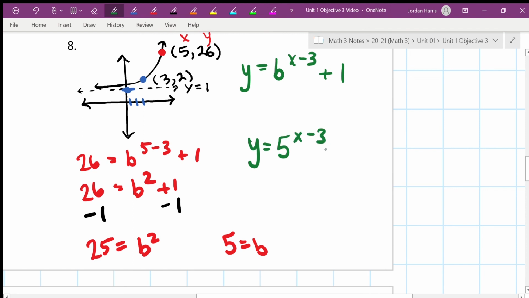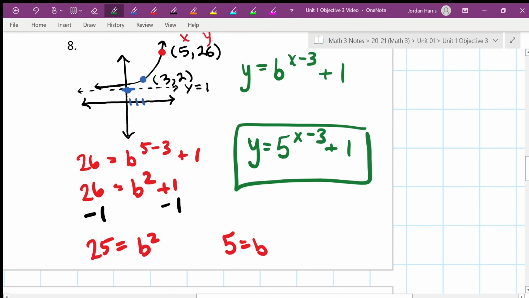Happens to be the same. It is not always going to be 5. Don't assume that. And there we have it.